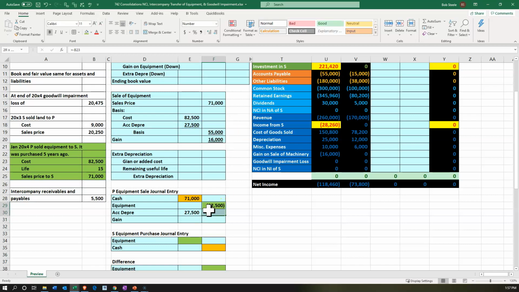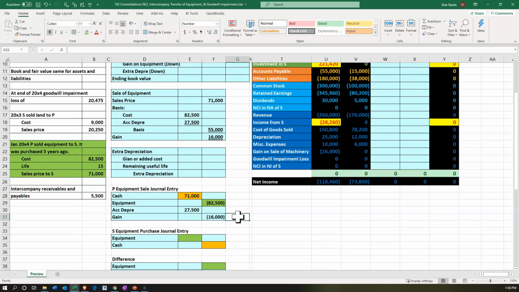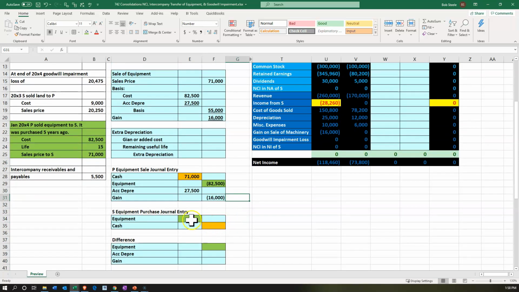So the book value would be these two at the 55,000. Gain then would be a credit, a negative sum on the gain of the 16,000. So that's what would be recorded in terms of debits and credits by P. What would be recorded by S? Well, S would record the equipment going on the books for what they paid, 71,000, and then the cash would go out 71,000.